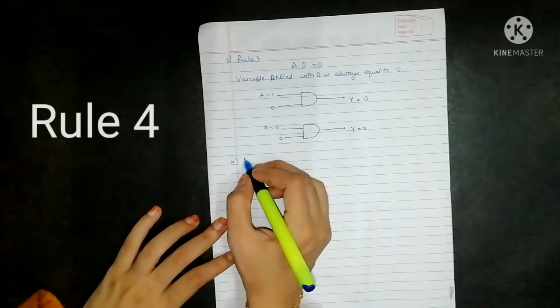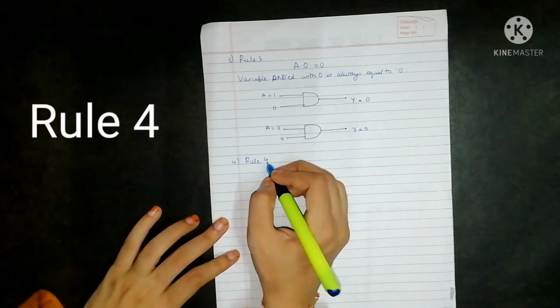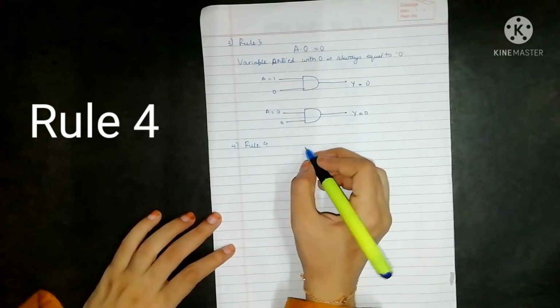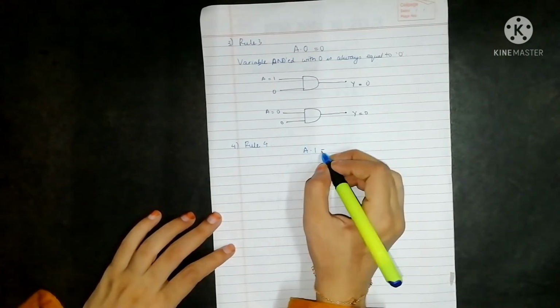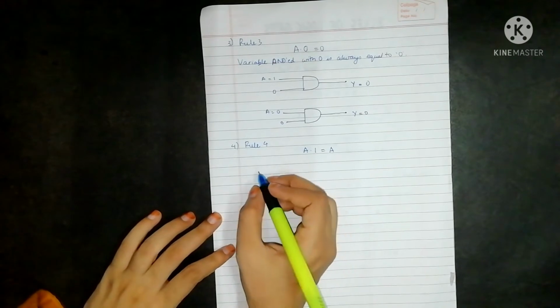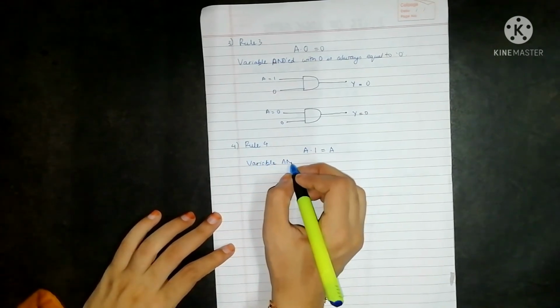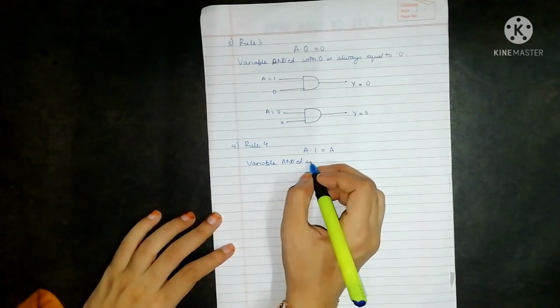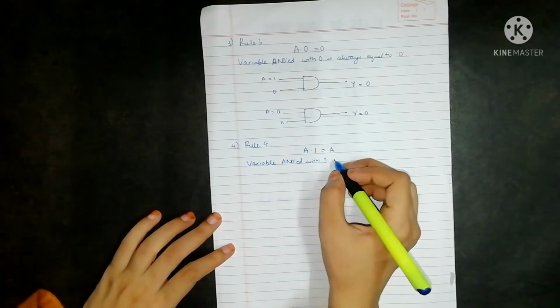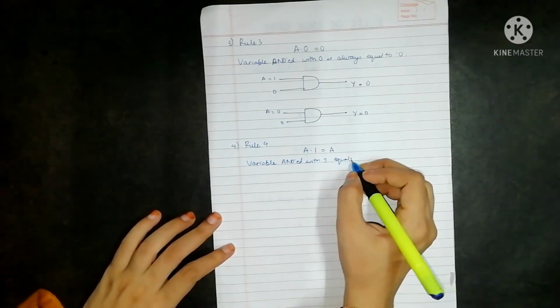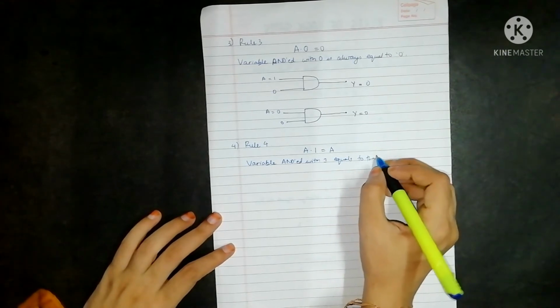Now we will see rule 4 of logic gate. The rule 4 says that A into 1 is equal to A. That is, the variable ANDed with 1 equals that same variable.